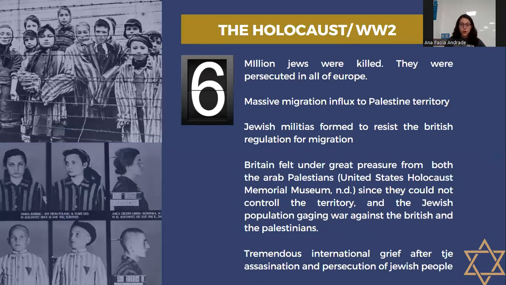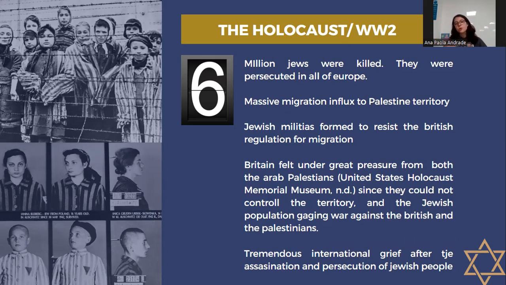And then comes the Holocaust and World War II. In this period of time, 6 million Jews were killed. They were persecuted in all of Europe, not only Germany. It was a group that was singled out, captured and put in concentration camps. So we have all seen and known what happened in World War II. There was a very big, massive influx of Jewish migration to the Palestine territory, and Great Britain felt the necessity to control these migrations.